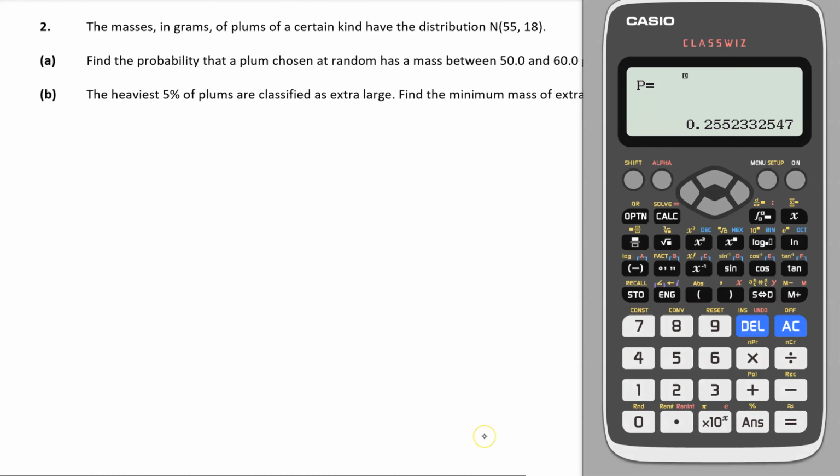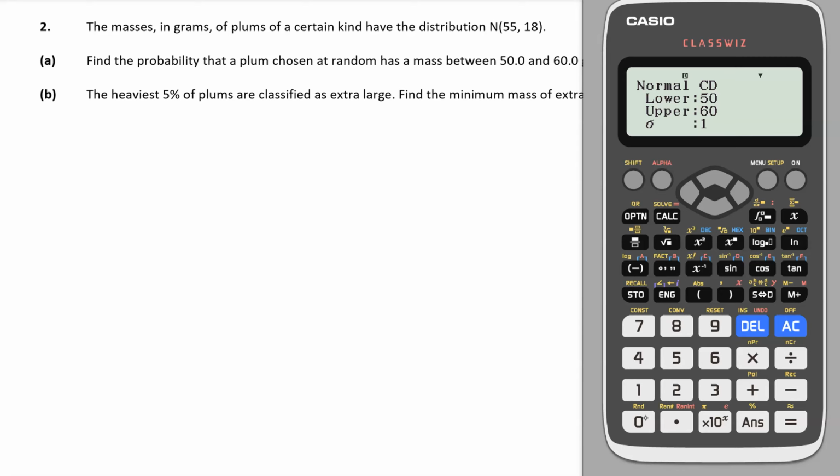It's just 1 mark. So all we need to do here is go to Menu and 7, and we want normal CD. It's between 50 and 60, so we put a lower limit of 50 and an upper limit of 60. A few people on this question got a little bit confused with the things that you would do with discrete data, or even when we use continuity corrections. But that's only for when we have discrete data.